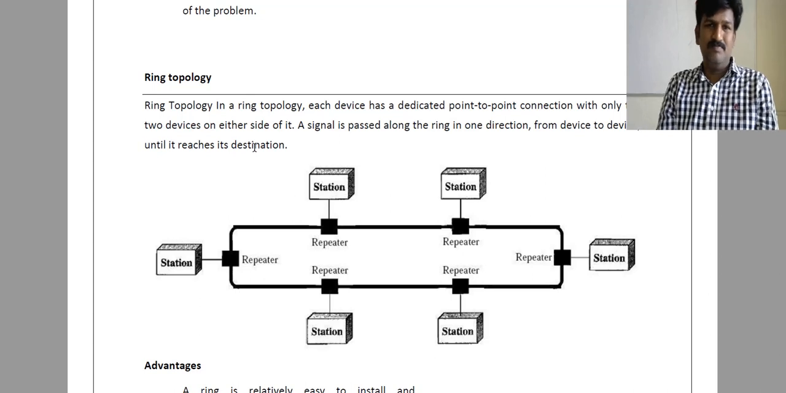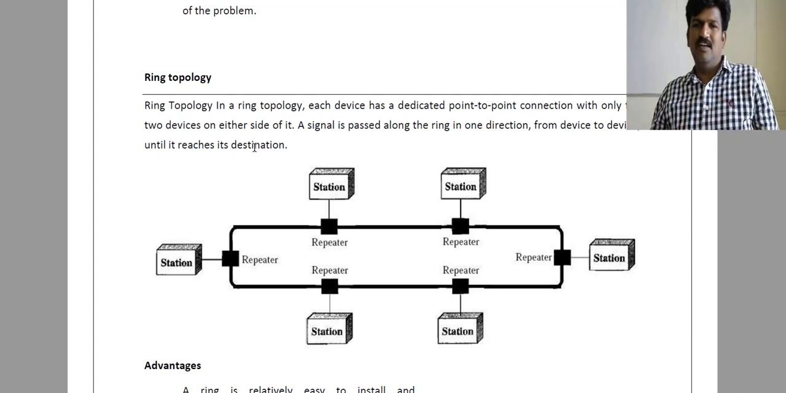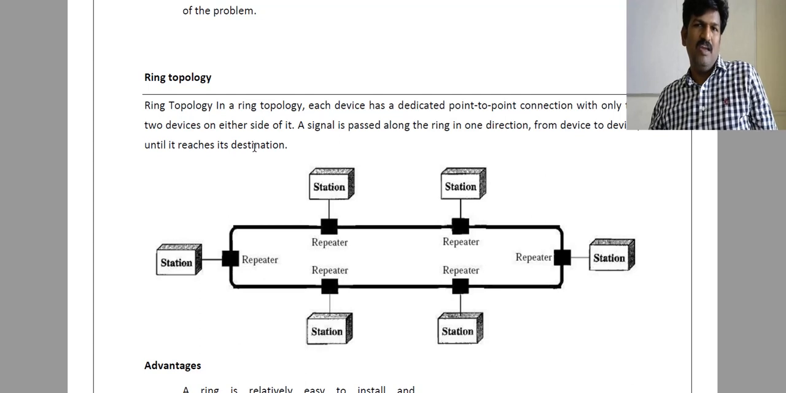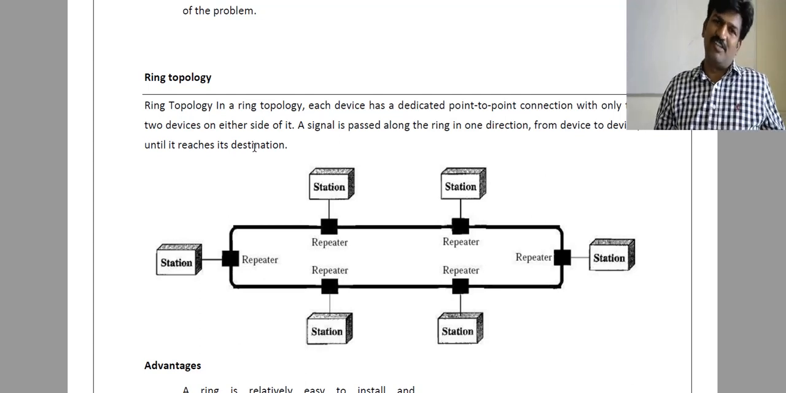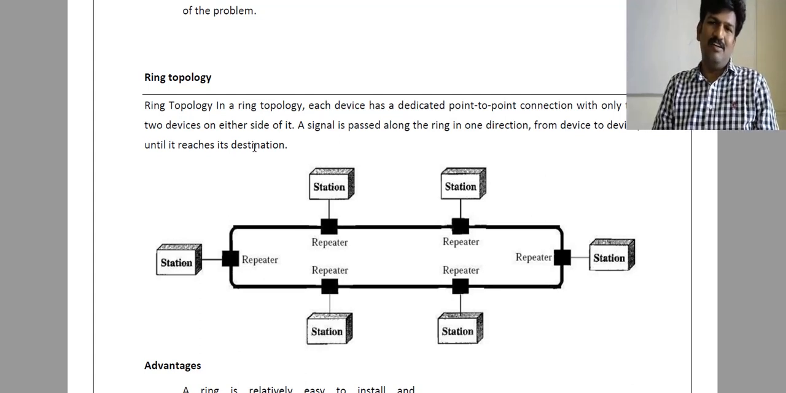ring topology. A ring topology is like a ring only. It is a loop. Each device has a dedicated point-to-point connection with only the two devices on either side of it. It means that I am the computer, I am going to have the dedicated link to the neighbor on my right side as well as the left side. But I cannot have a dedicated link other than these two devices.